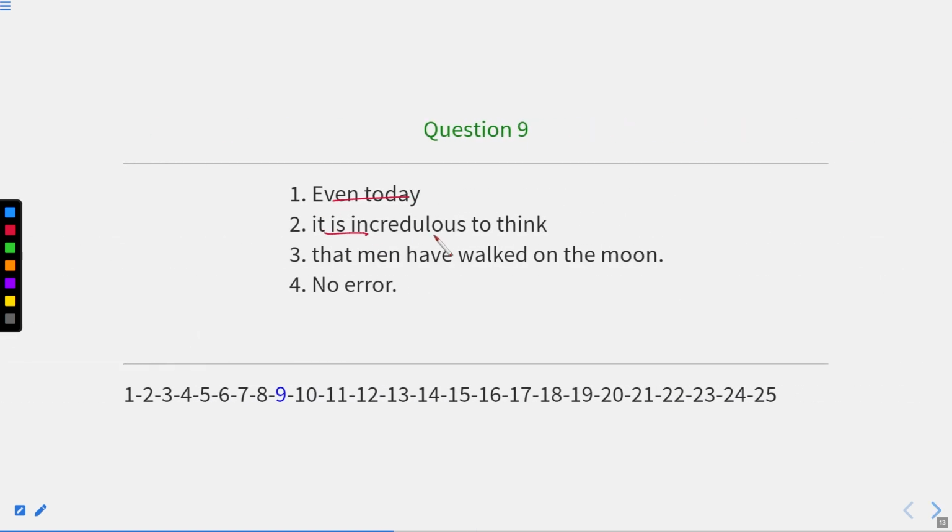Even today it is incredulous to think that men have walked on the moon. Now this incredulous word is incorrect. Incredulous is not the correct word. It is incredible. Okay, so this incredulous should be replaced with the word incredible. Why so? Incredible means something which cannot be believed easily. So the correct answer is second, that is incredible.